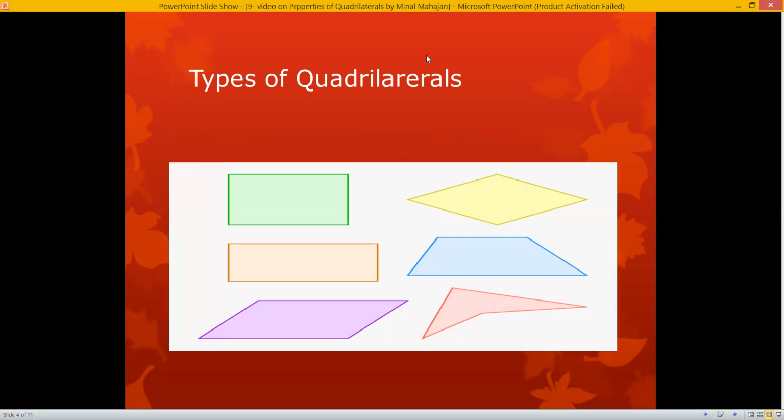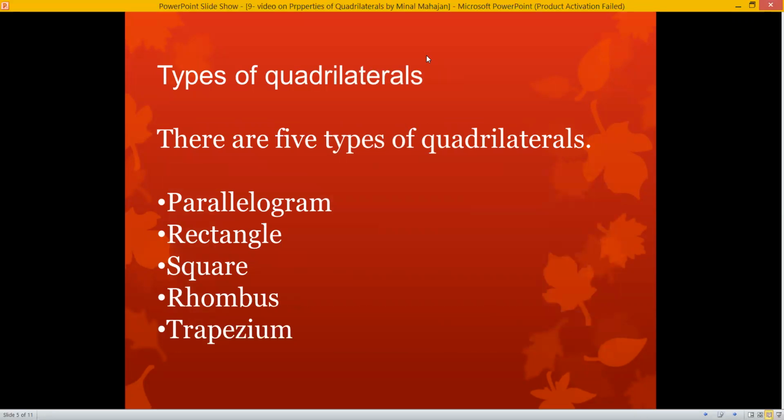Types of quadrilaterals. Here you can see some basic shapes. There are five types of quadrilateral. These are the main types of quadrilateral: parallelogram, rectangle, square, rhombus, trapezium. One more quadrilateral is there, that is called kite. We rarely use that shape.